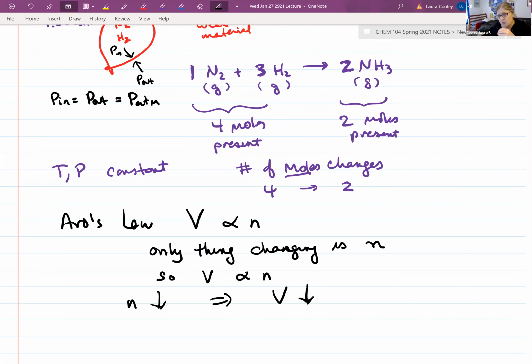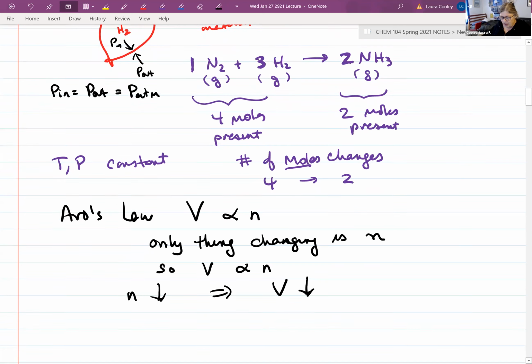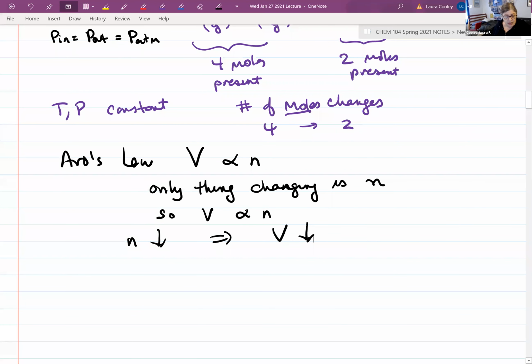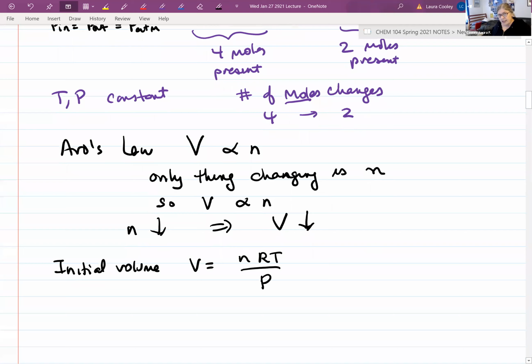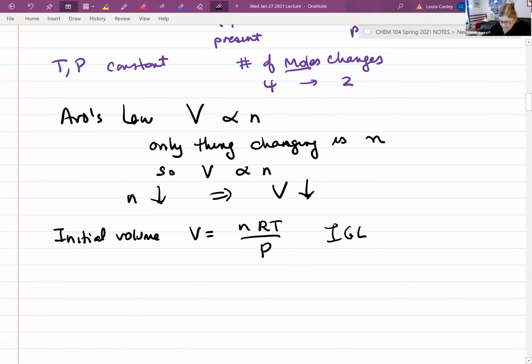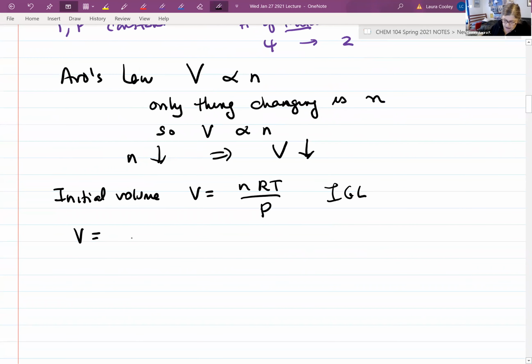Okay, so what we're going to do in this problem is figure out the initial volume, and then we're going to see that the final volume is just half of the initial volume. So let me show you that, you could easily calculate the initial volume, V, from nRT over P, right, using the ideal gas law. And then you could put in the number of moles as 4. So 4 moles.